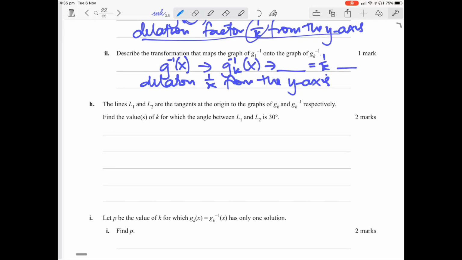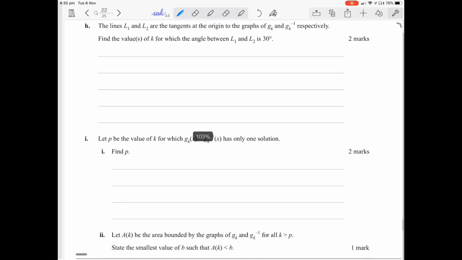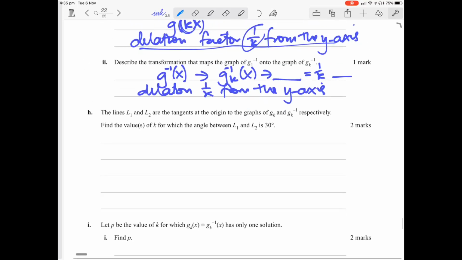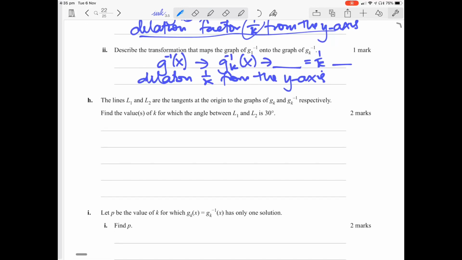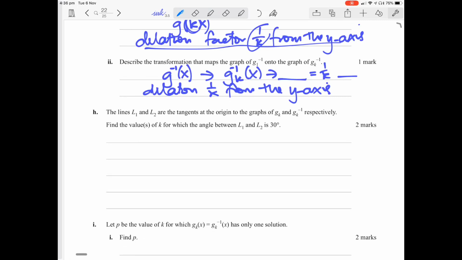Okay, so we've got pretty much nearly everything answered now except for this. The lines L1 and L2 are tangents at the origin of the graphs g of k and g inverse of k, respectively. Find the values of k for which the angle between L1 and L2 is 30 degrees. So we know, let's get the gradients.